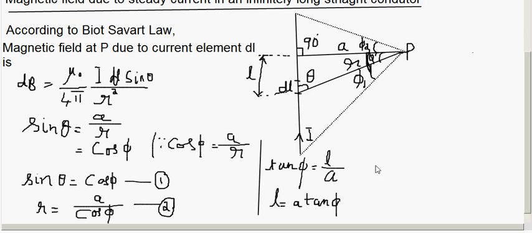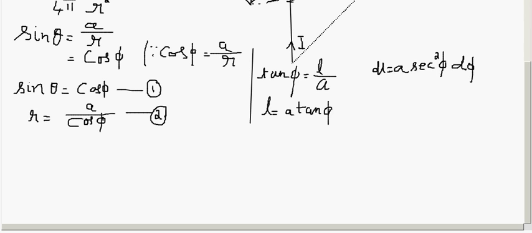Or differentiating, I can get dl as A times the differentiation of tan phi, which is secant square phi d phi. So dl is A secant square phi d phi. Now substitute all these equations; I will write this as equation 3. Substitute equations 1, 2 and 3.